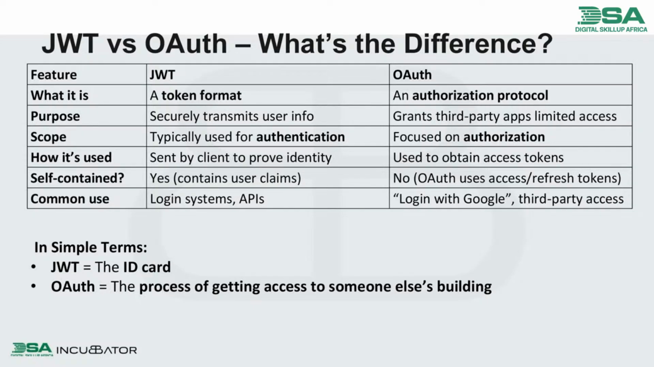So, JWT versus OAuth. What is the difference? I separated this in terms of features: what it is, the purpose, scope, how it is used, self-contained, common use. So let's go. JWT is a token format. By the time you log in, a token is created, and you use that token for every subsequent request. OAuth is more of authorization. First, you log in on the third party like Google. Google gives an authorization code, then that code is exchanged for a token. So OAuth is an authorization protocol, while the other one is a token format. The purpose of JWT is to securely transmit user info.